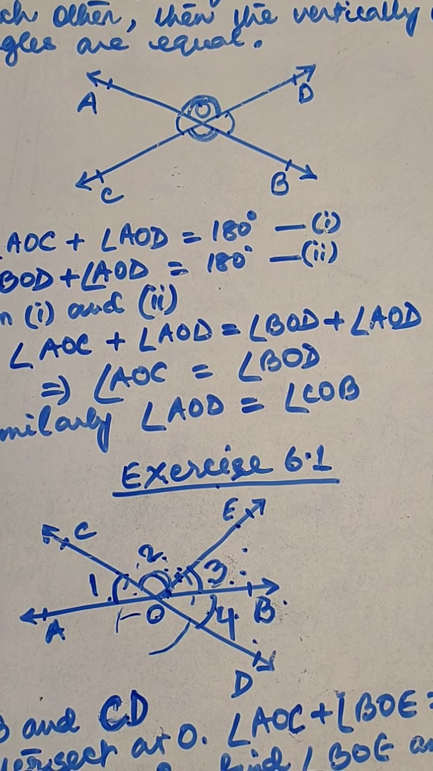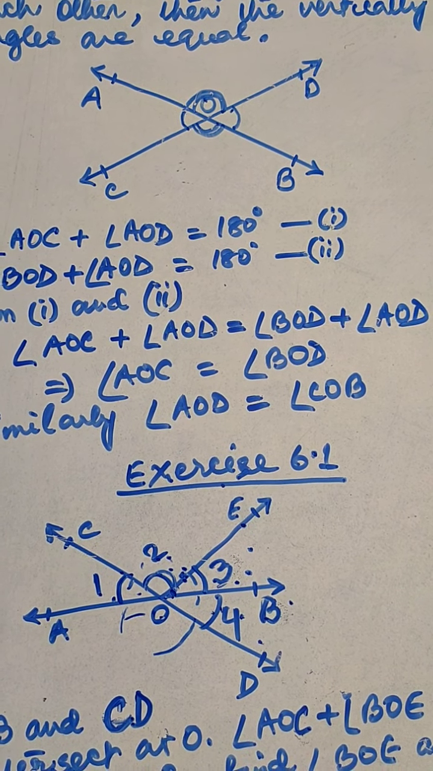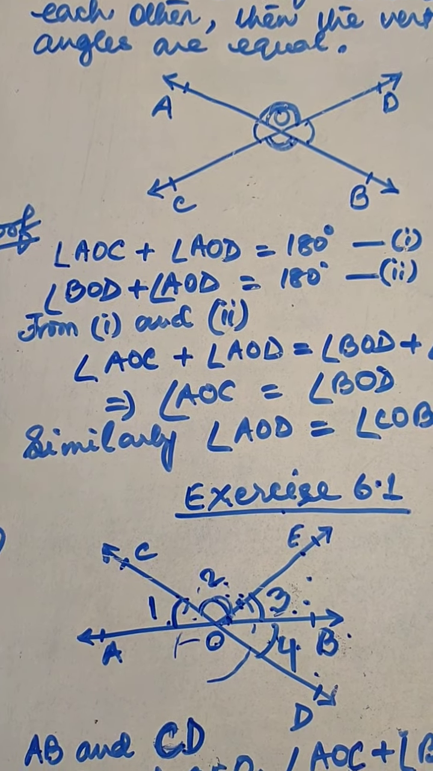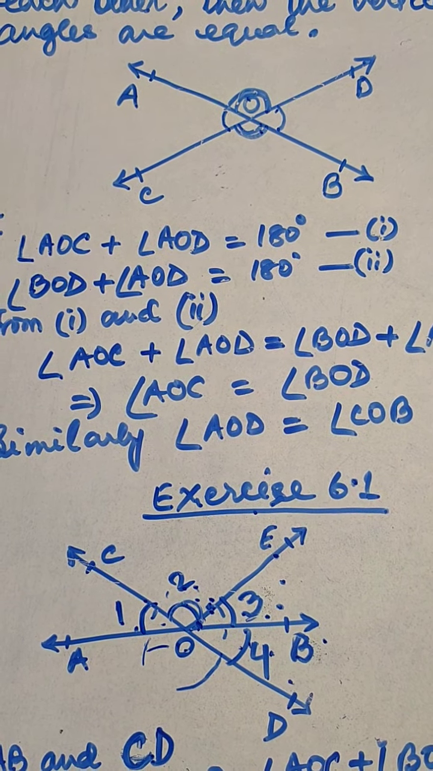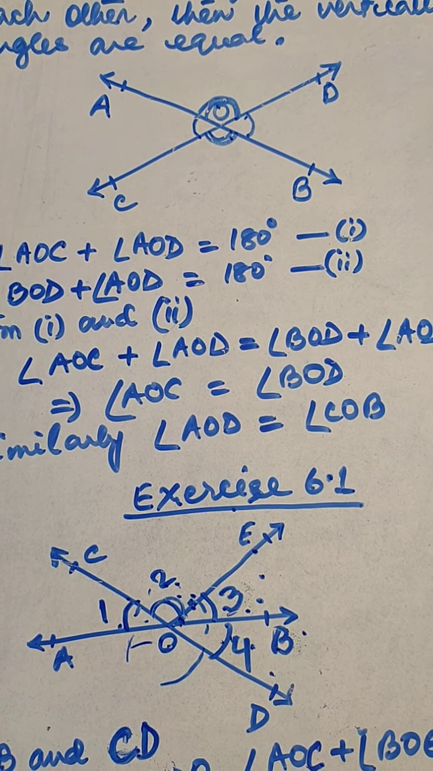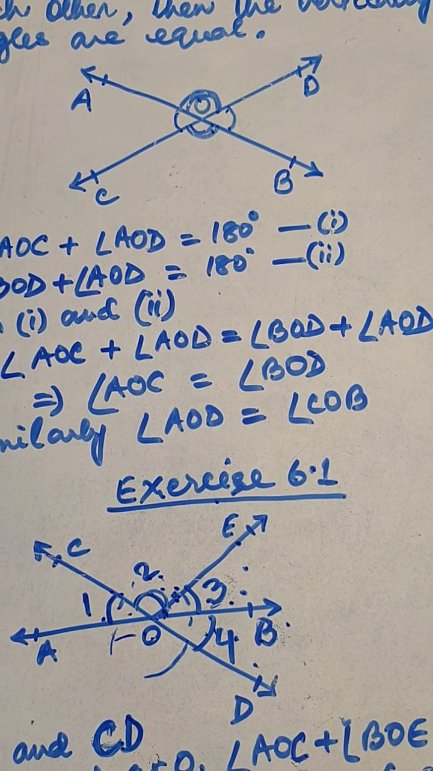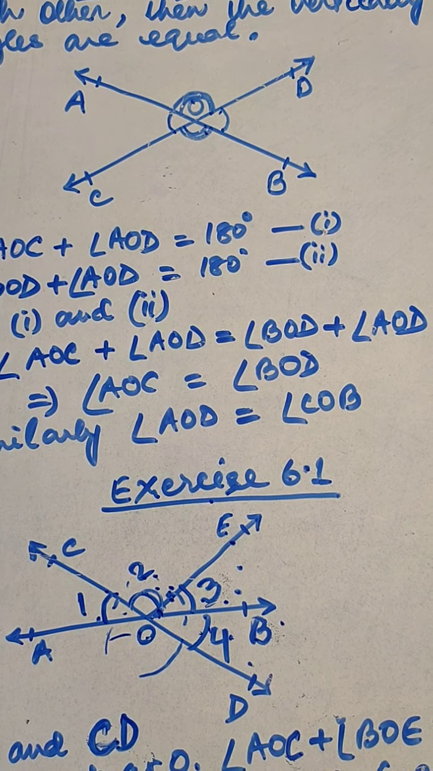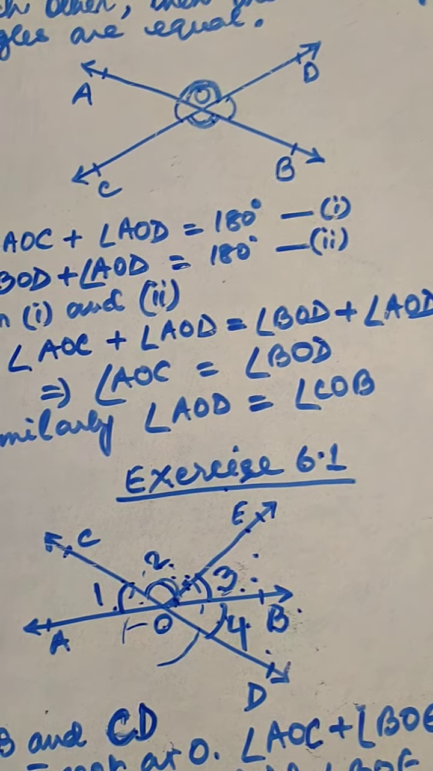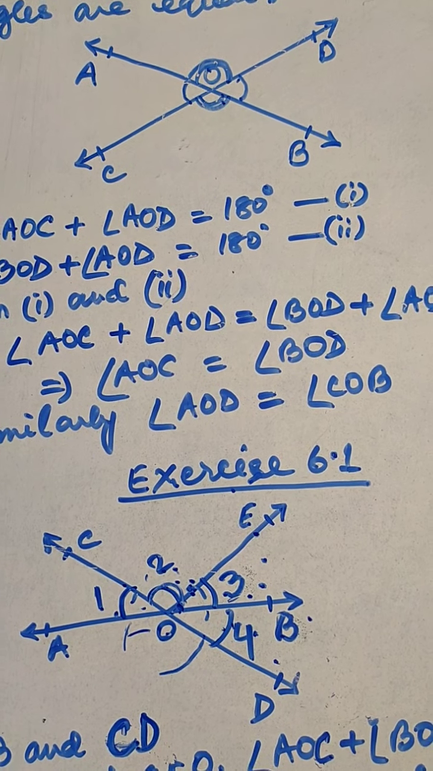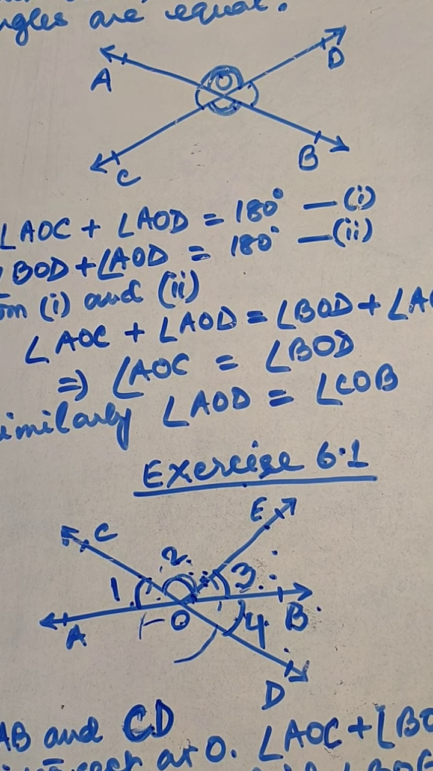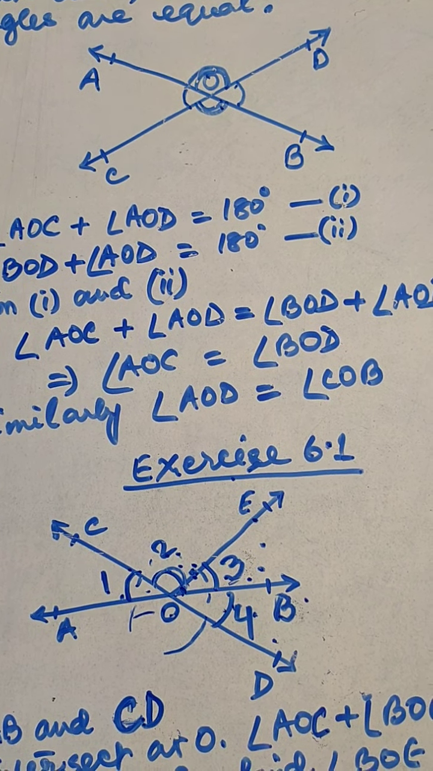Now here you see in the figure that AB and CD are two straight lines and they are intersecting each other at O. So we will get two pairs of vertically opposite angles. The two pairs are angle AOC with angle DOB and angle AOD with angle COB. So they are forming two pairs. We need to prove that angle AOC is equal to angle DOB, and also angle AOD is equal to angle COB.